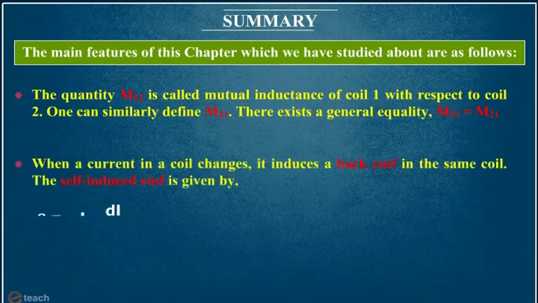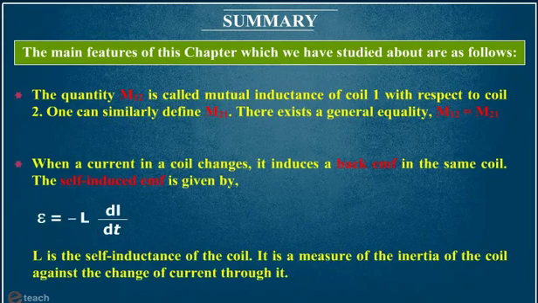When a current in a coil changes, it induces a back EMF in the same coil. The self-induced EMF is given by epsilon is equal to minus L di by dt, where L is the self-inductance of the coil. It is a measure of the inertia of the coil against the change of current through it.